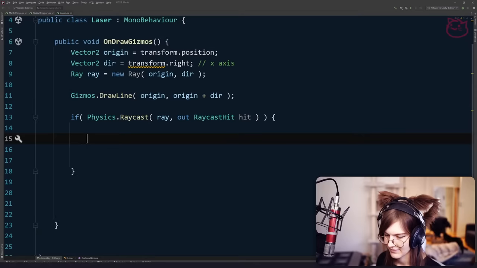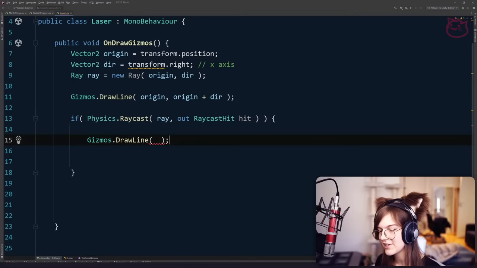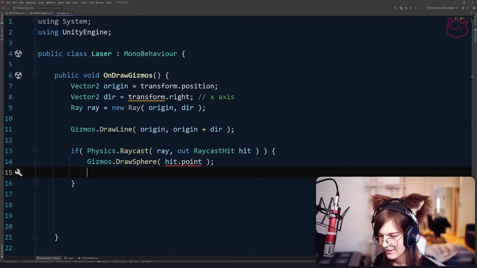I don't have Shapes installed. I'm so used to using Shapes. So we want to draw something at the location it hit. We can just start with a sphere. Gizmos.DrawSphere, and we want to draw it at hit.point. So that's the world space location that it hit. And we'll need to give it a radius. I guess some little radius like that.